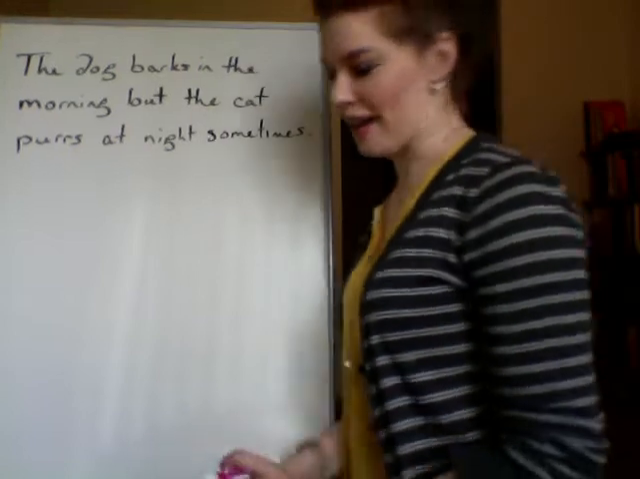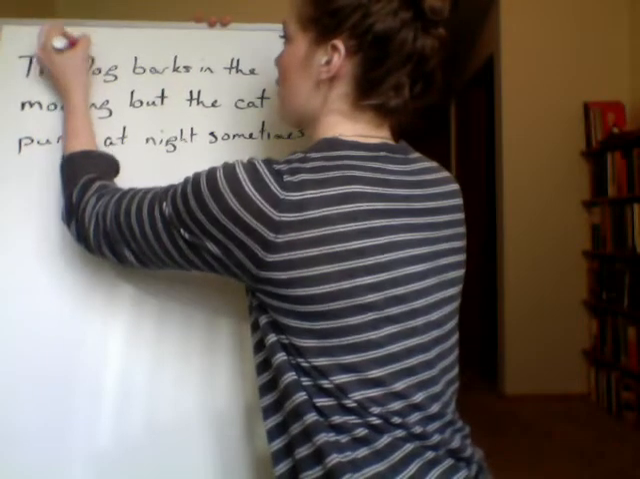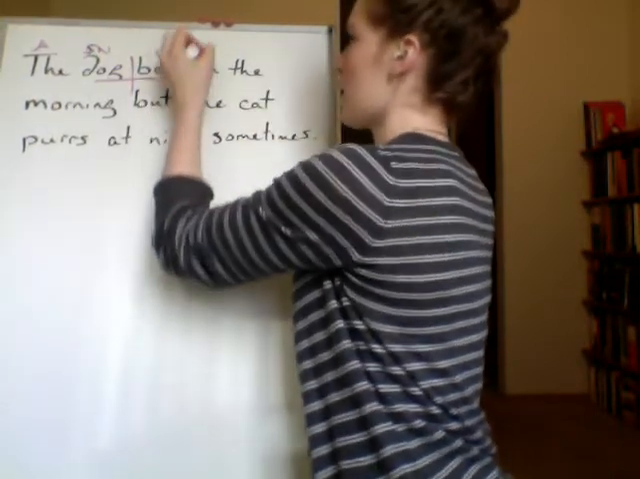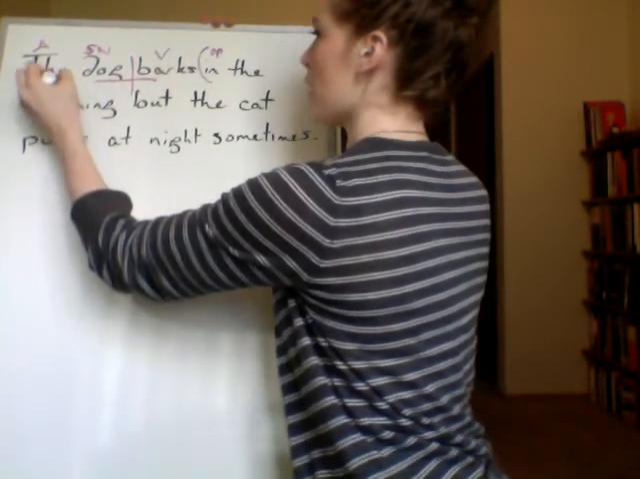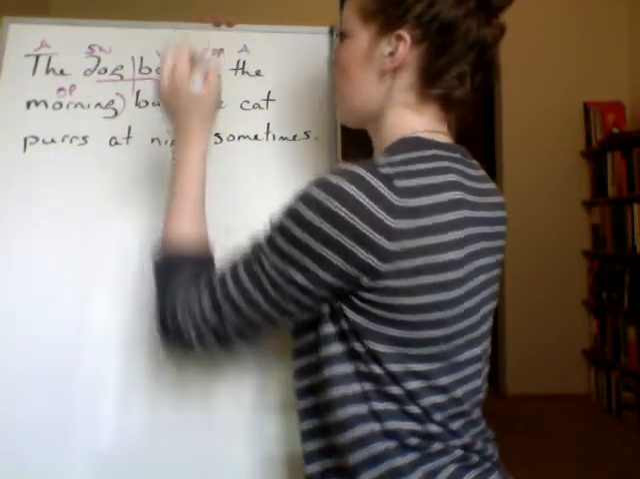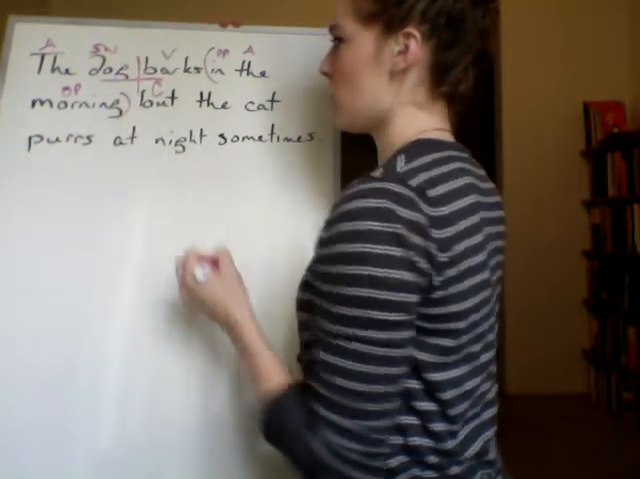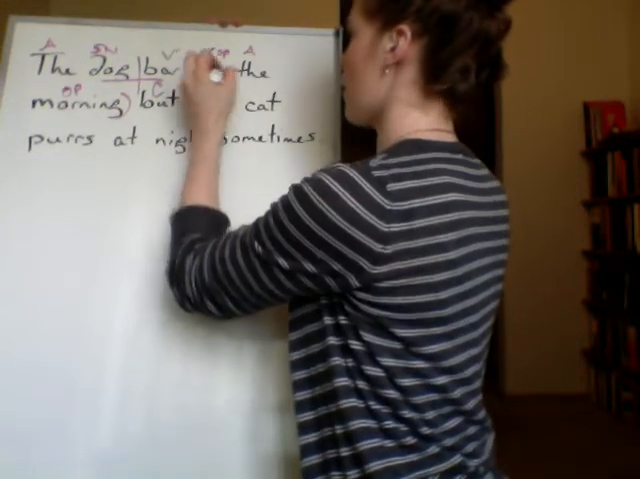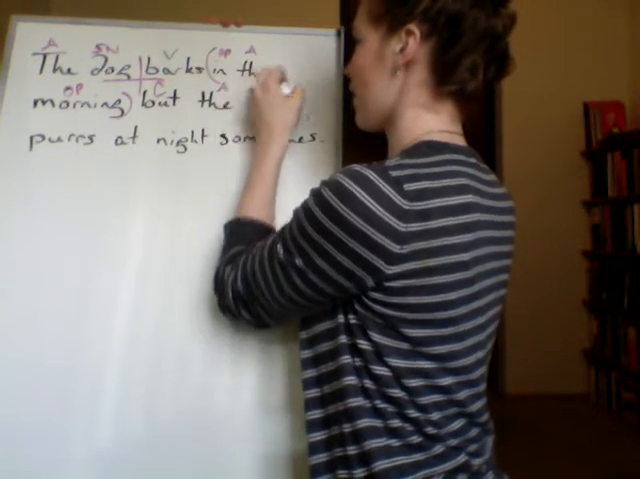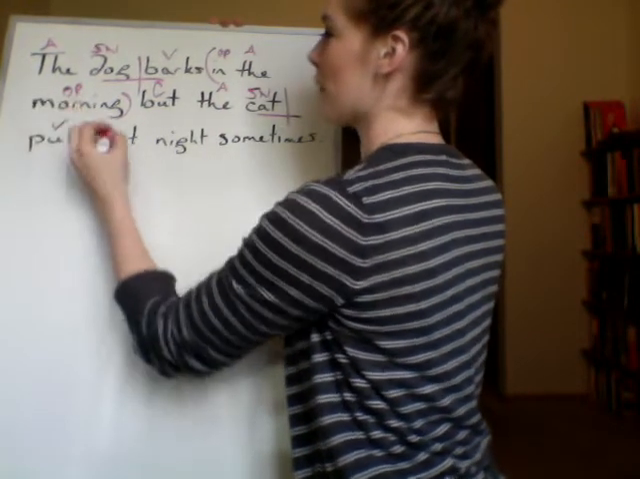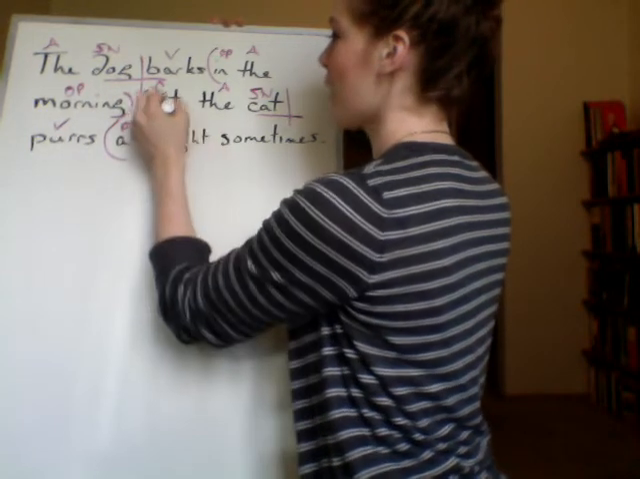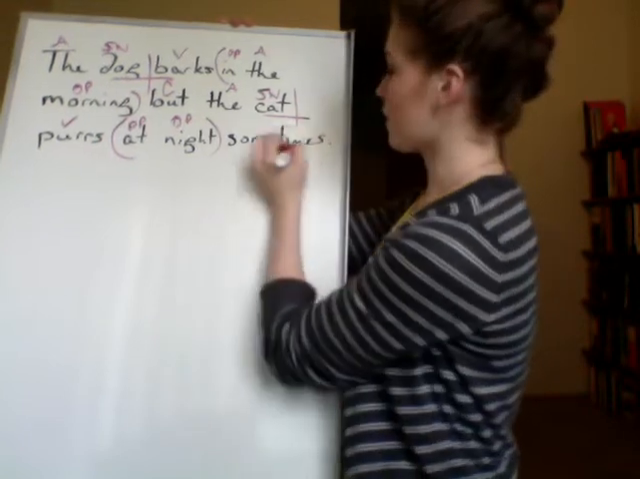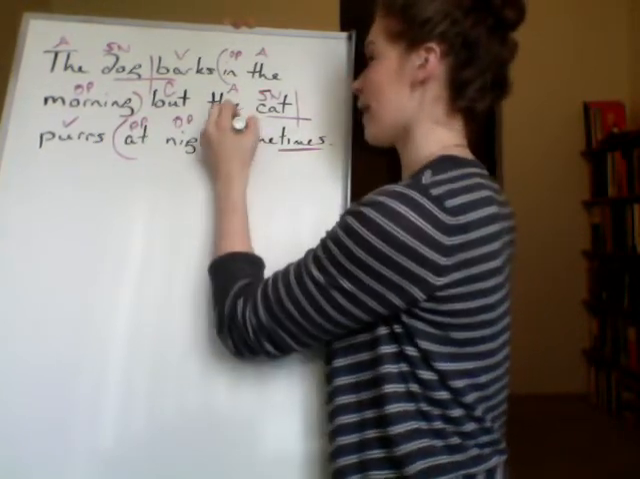Yay. Okay. So, first off, we have our subject noun up here. Barks, verb. The, article, adjective. Barks in, preposition. In what? Morning, object of the preposition. The, article, adjective. But, conjunction: for, and, nor, but, or, yet, so, FANBOYS, learn them. The, article. Cat, subject noun. Cat what? Purrs, verb. At, preposition. At what? Night, object of the preposition. Sometimes. Notice, it's a reference to time. That would be an adverb.